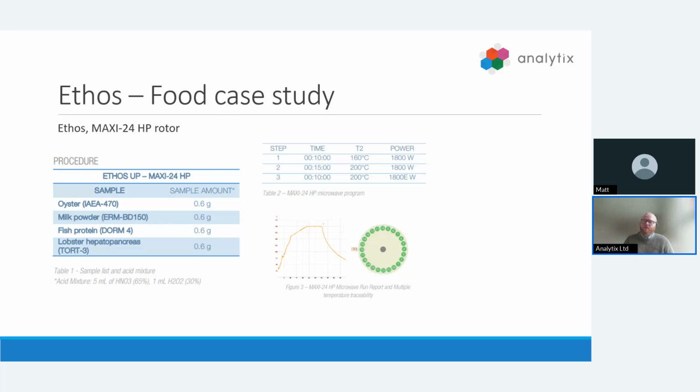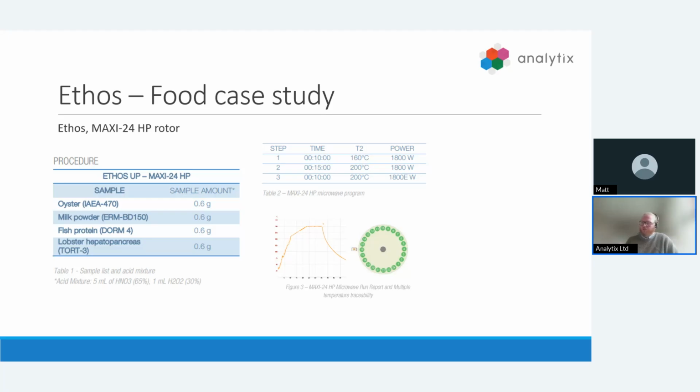In this study, the ETHOS is equipped with the Maxi 24 HP rotor, all controlled by the smart software and infrared contactless temperature. Approximately 0.6 grams of each sample was weighed into the Maxi 24 HP vessels, as reported in Table 1. A trace metal grade acid mixture of 5 ml nitric acid and 1 ml hydrogen peroxide was used.